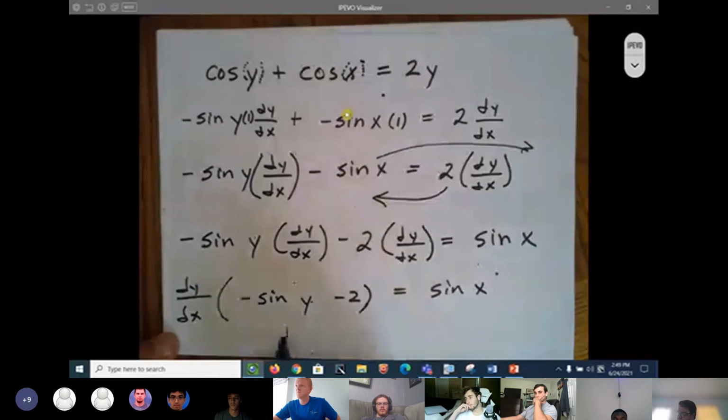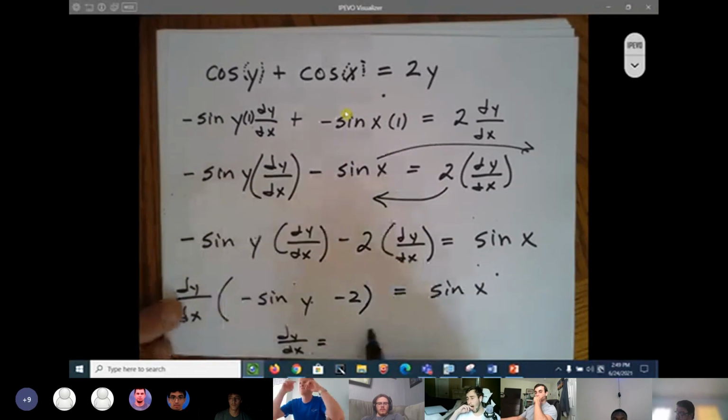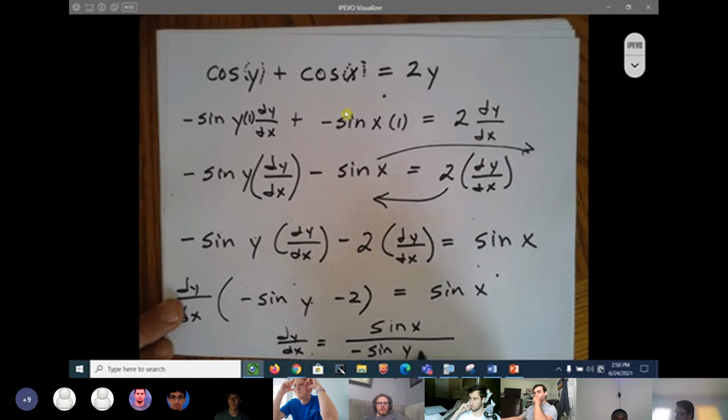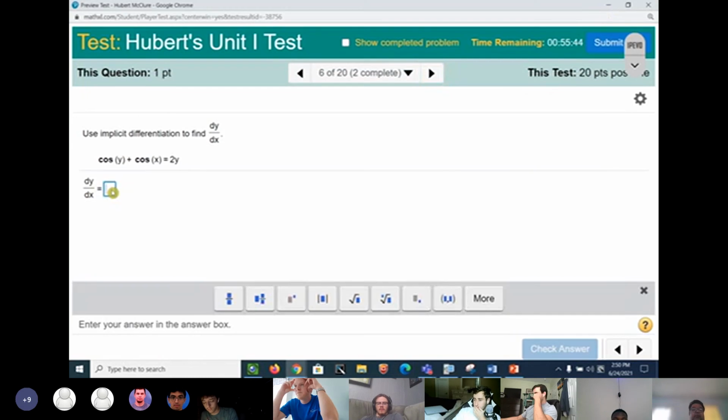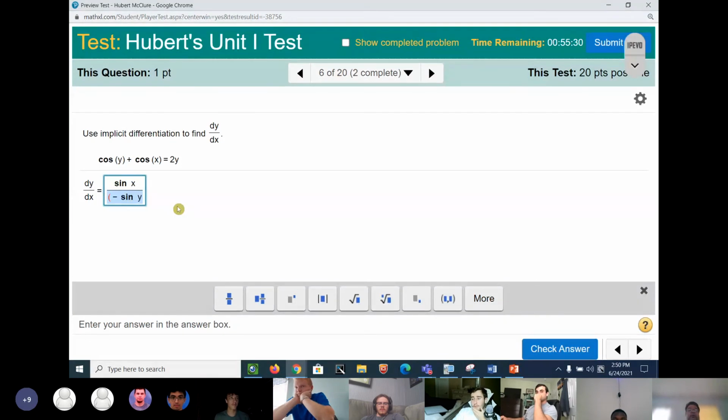So dy dx is equal to the sine of x divided by negative sine of y minus 2. All right. So we're going to type it in, sine of x over parentheses negative sine of y minus 2, and pray that I typed it in a way that they like it, which I doubt. They might want that negative factored out. I don't know. Okay.